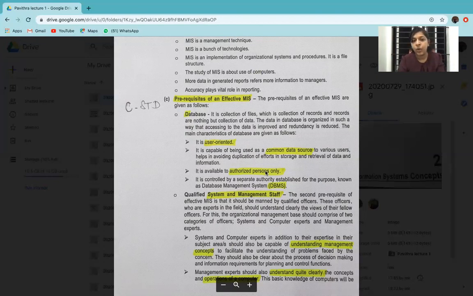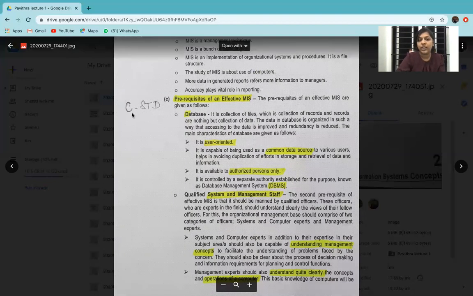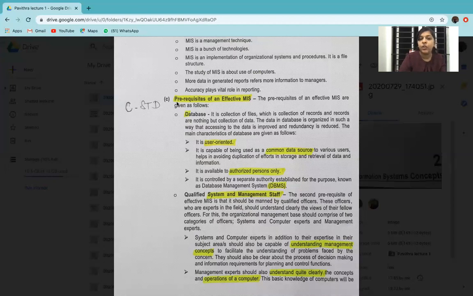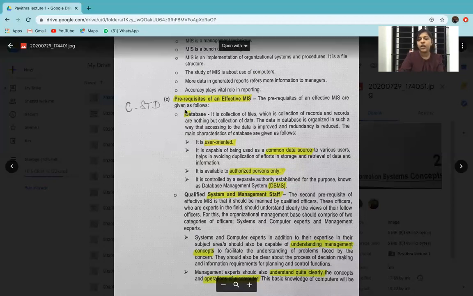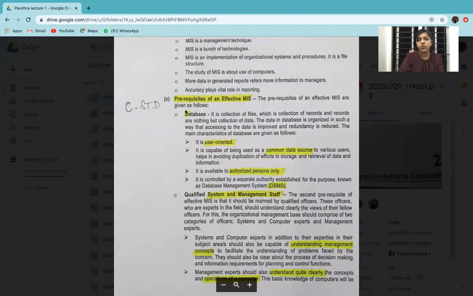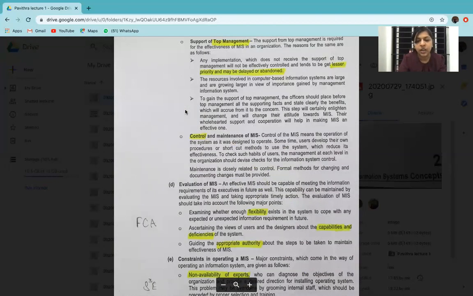Prerequisite of an effective MIS. For that we have the mnemonic CSTD. What is C? Control and maintenance. What is S? System and management staff. What is T? Top level management support. And what is D? D is for database. Okay, we have all the prerequisites, we have all the components.